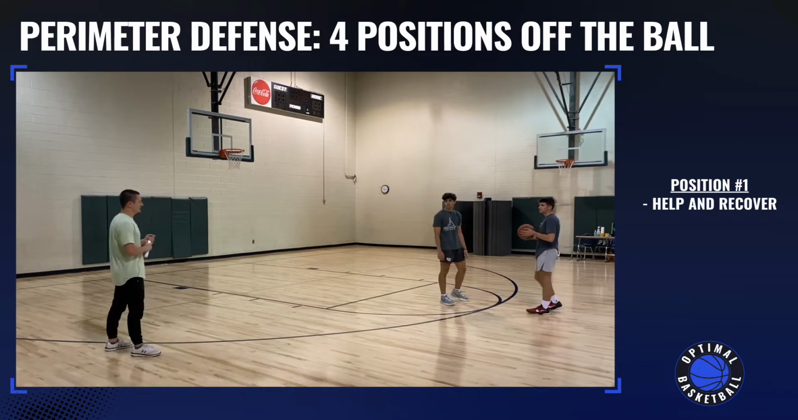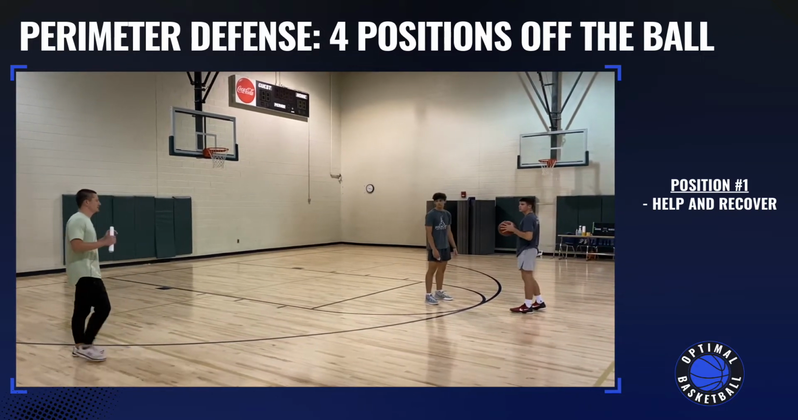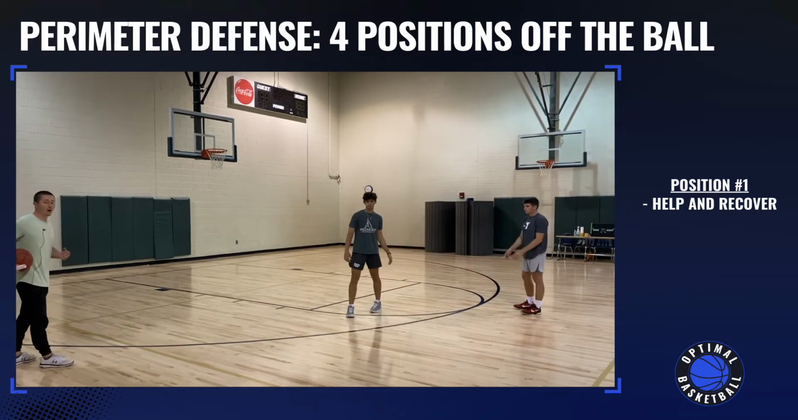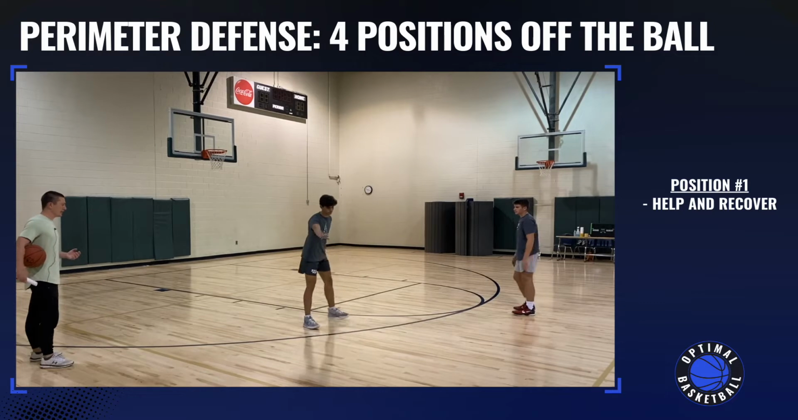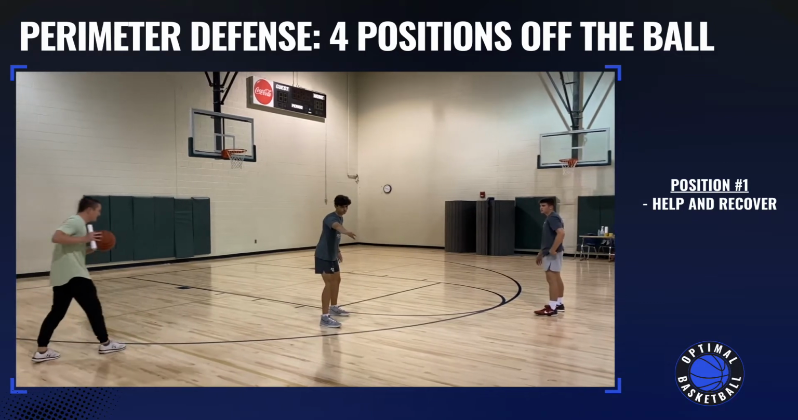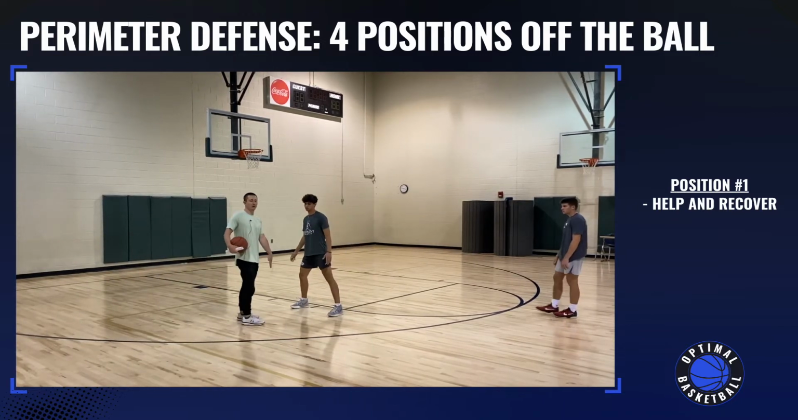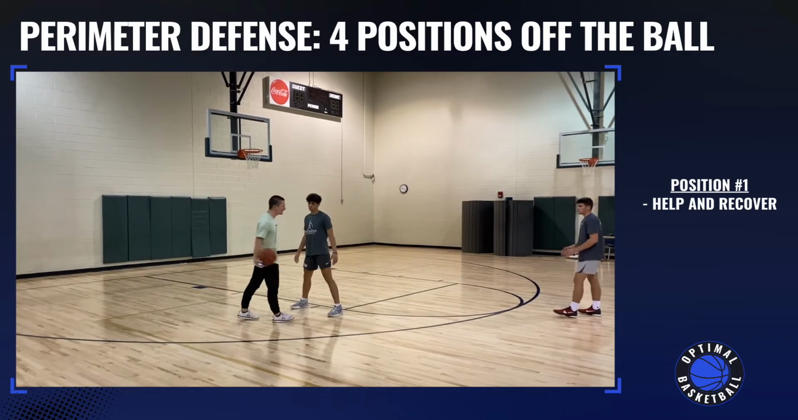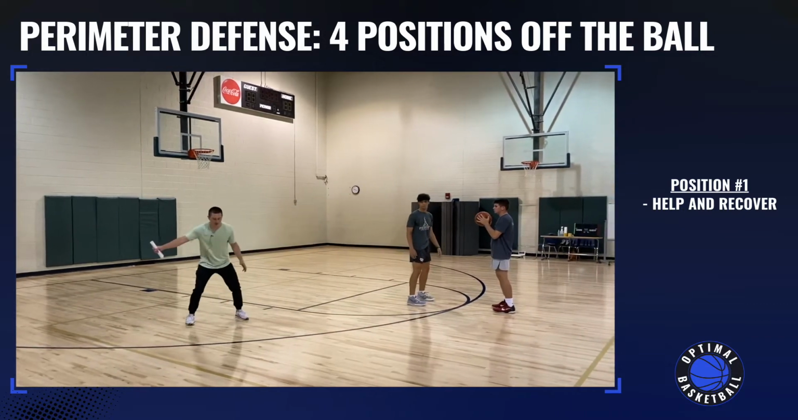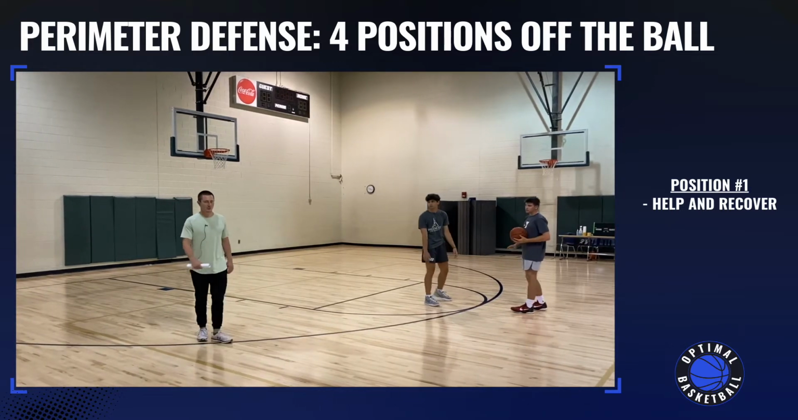So the first thing, and we're focused on Caleb as the defender right here, is on this pass. So go ahead and make this pass, Brock. So right here, we're in basic help position. The goal of help position is if I'm going to drive middle, we want this defender to be able to help on this drive, and then if I kick out, that's the recover part. So right there, Caleb would help and recover back out to his man.